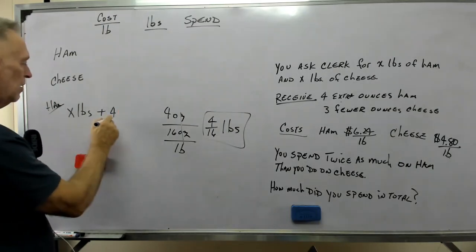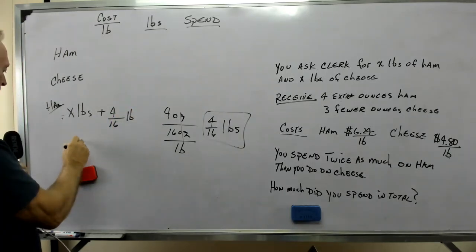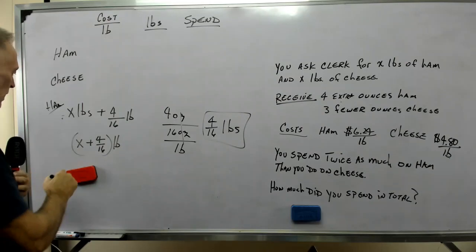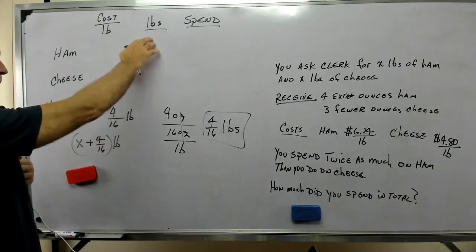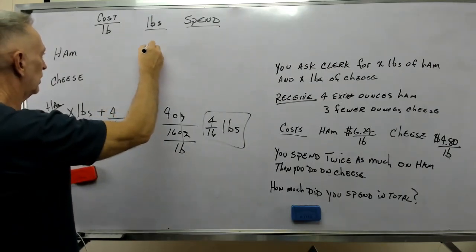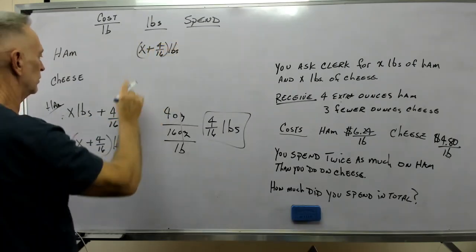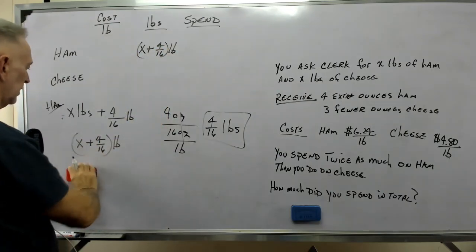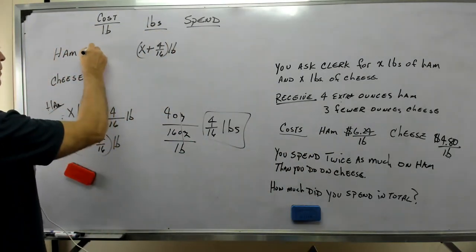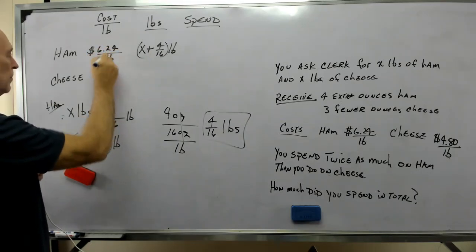So we have X pounds plus 4/16 pounds. We can simplify that, say X plus 4/16 pounds. That would be the amount of pounds we ended up with. So let's write that here: X plus 4/16, in the unit of pounds. I'll just leave it pound. Now it says that the ham is $6.24 per pound.